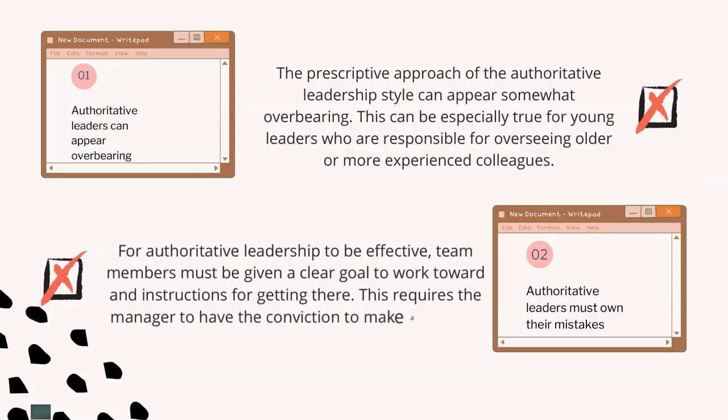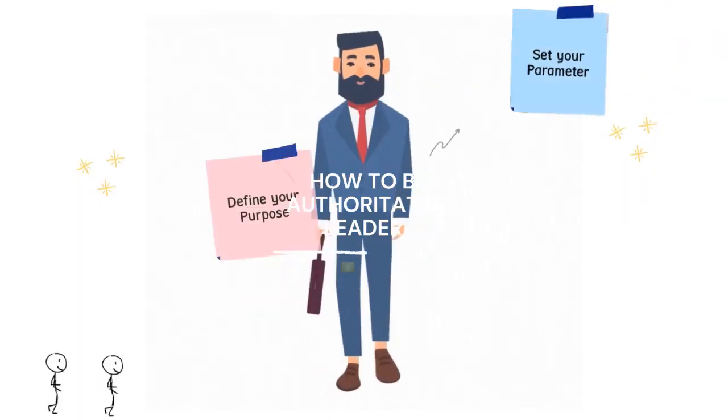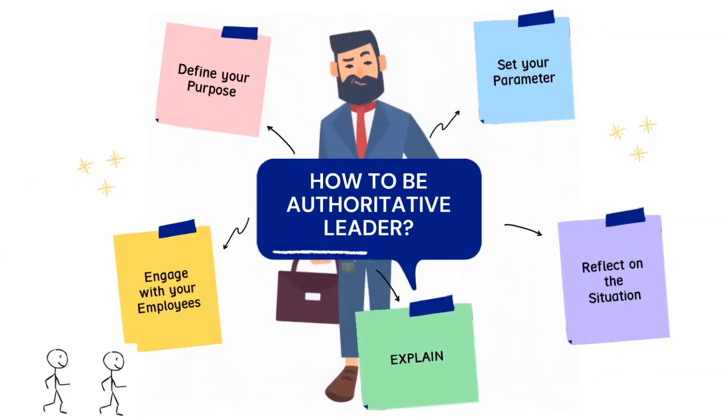The team member must be given a clear goal and instruction. So, the leader has the conviction to make a decision and stand by their choice. Next, how to be an authoritative leader.